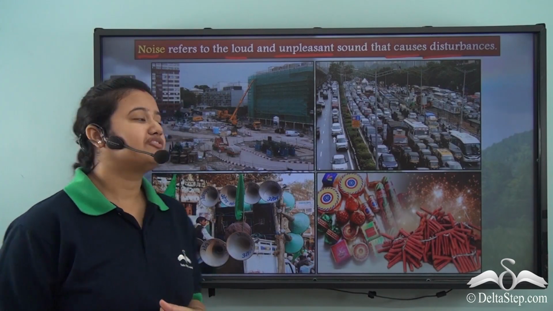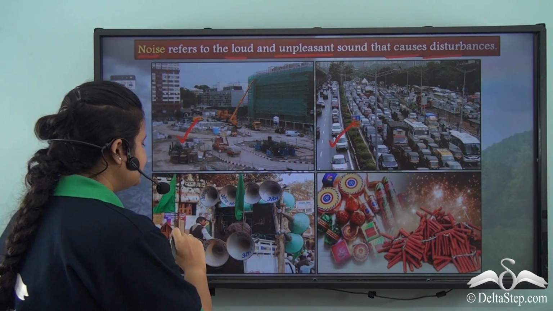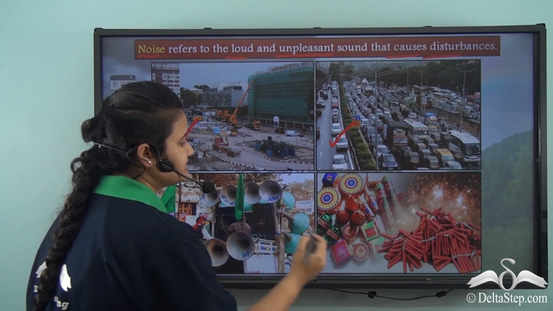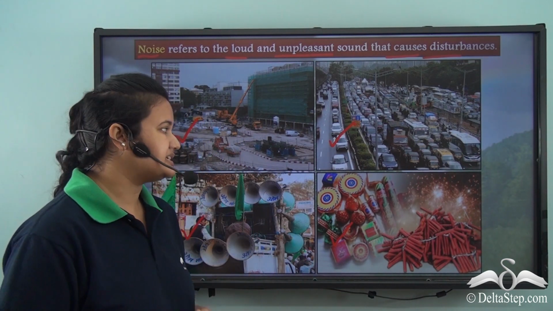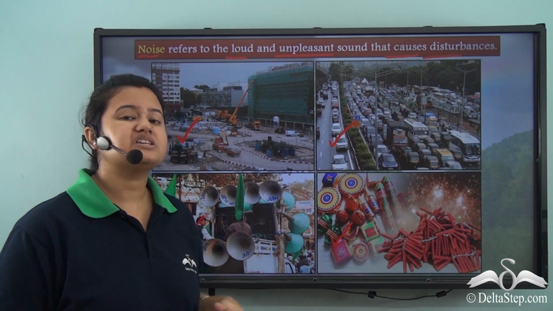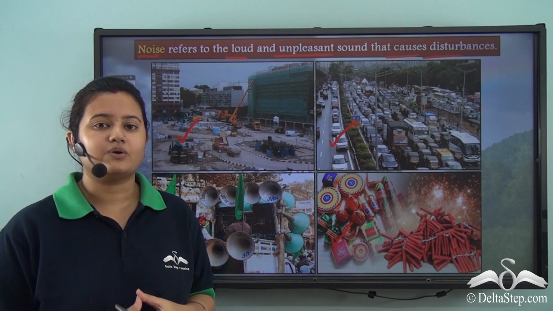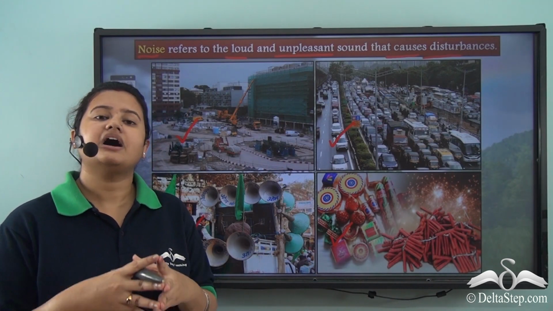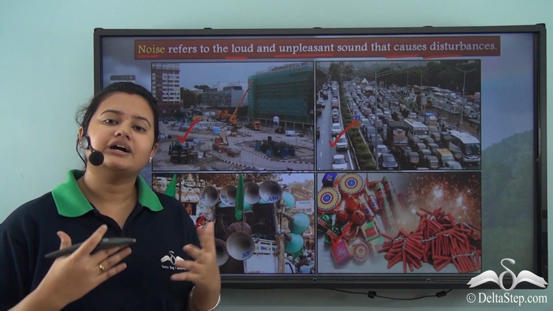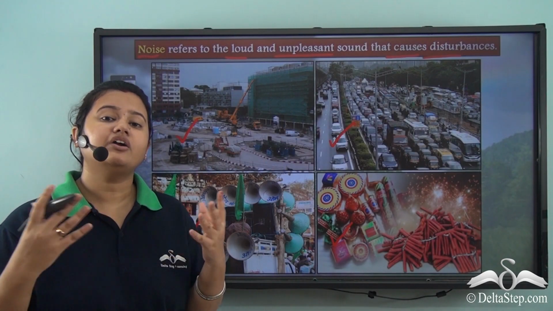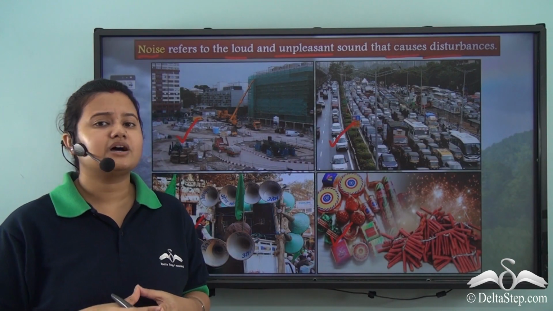Now the sounds from construction sites, the traffic noise, the sound of loudspeakers and the bursting of firecrackers are usually very unpleasant, and therefore these sounds are regarded as noise. Although these sounds are unpleasant, there are other sounds in the environment, like the chirping of birds and normal conversation between people, which are not unpleasant for us. So how can we distinguish normal sound from noise?